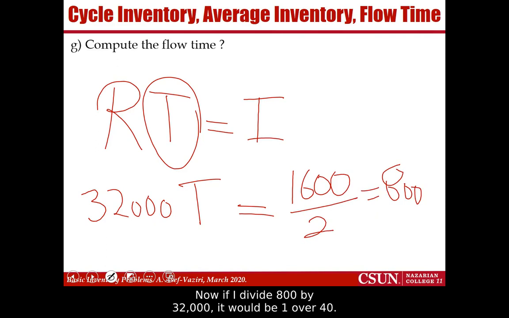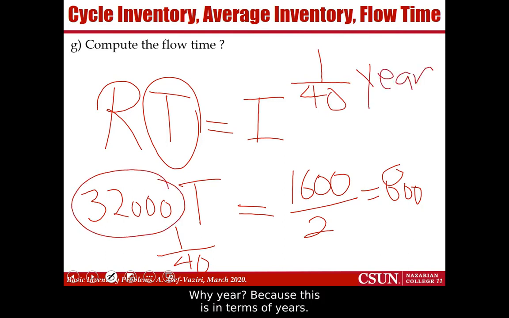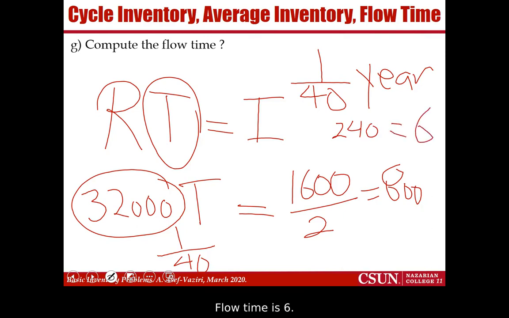Now, if I divide 800 by 32,000, it would be 1 over 40. 1 over 40 what? Flow time is 1 over 40 what? 1 over 40 year. Why year? Because this is in terms of year. So that is 1 over 40 year. If I multiply by the number of days per year, which is 240, multiplied by 1 over 40 is equal to 6. Flow time is 6. That is one way of computing it.